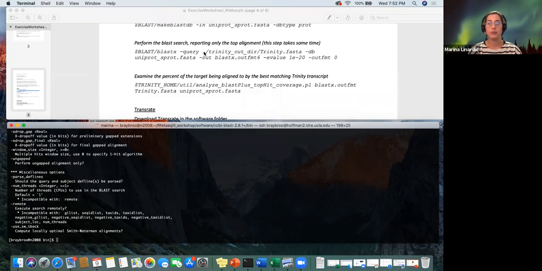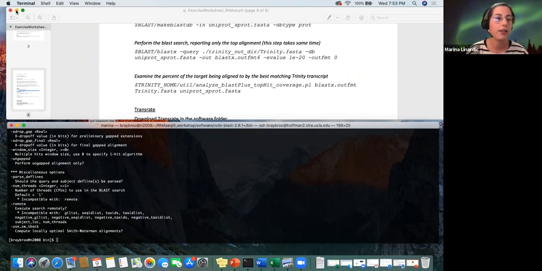After that, we perform the BLASTX because we have a nucleotide sequence. Trinity FASTA is a nucleotide sequence, and we are blasting it against the protein sequences. We have the protein database. Even though there are extensions in the files, when you put -db, you just put the name without the extensions, and you specify the output file name, the e-value, and the format.